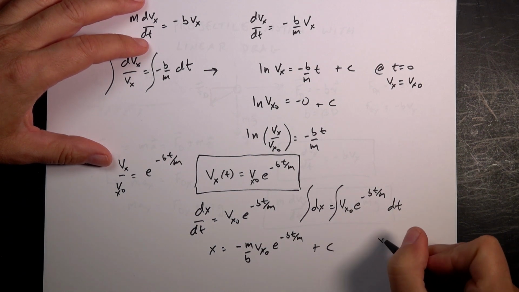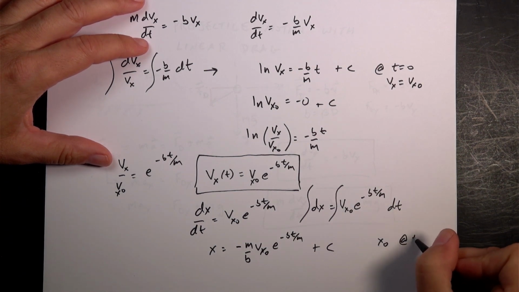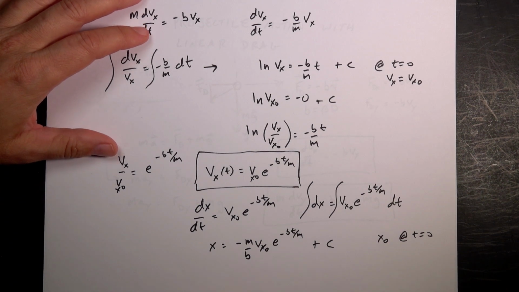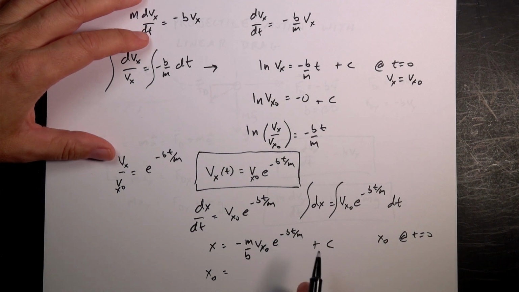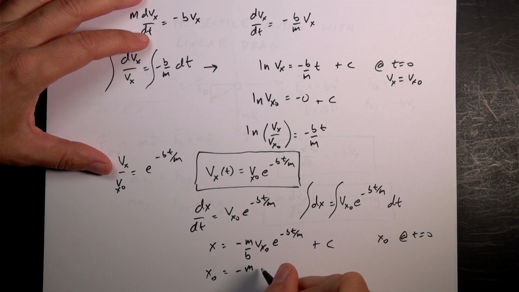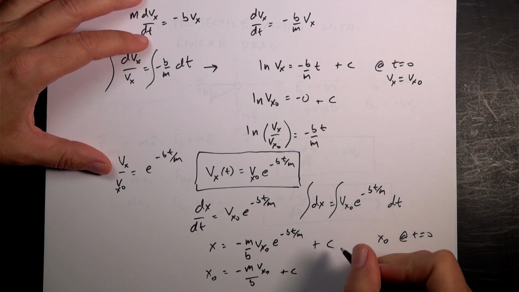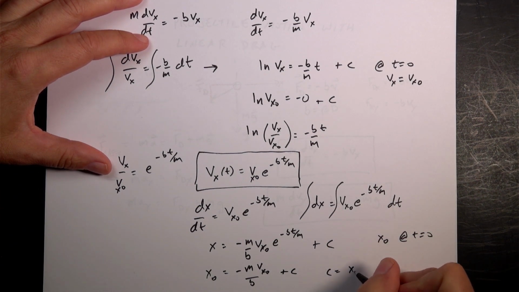And again, x0 at t equals 0. So if I put in 0 for t right here, this just becomes 1. e to the 0 is 1. So I get x0 equals negative m vx0 over b plus c. Now if I solve this for c, I get c equals x0 plus m vx0 over b.